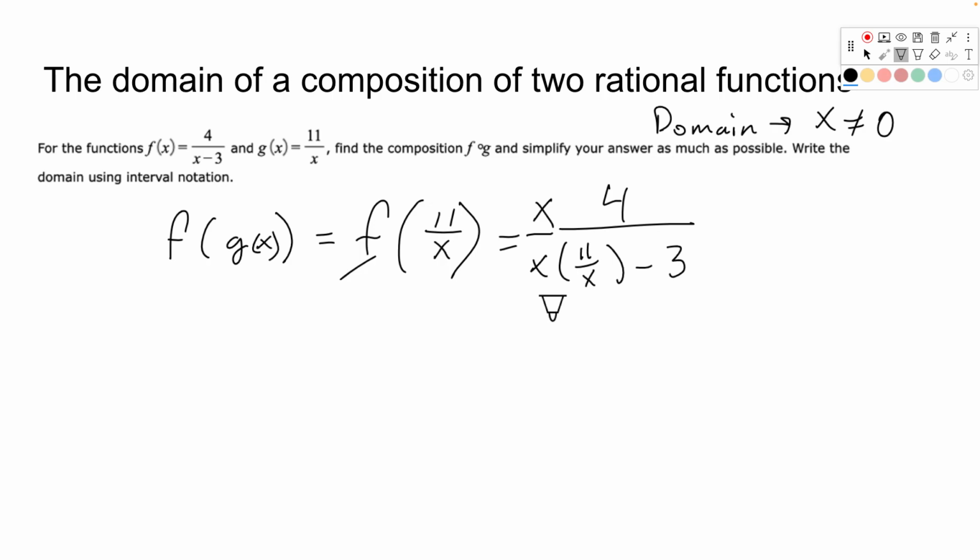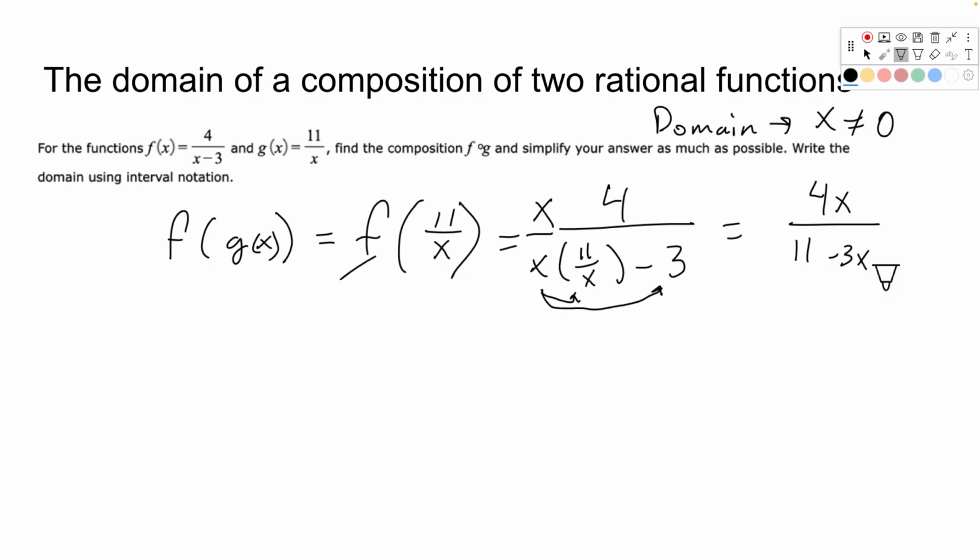The key part is in the bottom, you need to distribute this x to both terms. The top, it goes up here, so I end up with 4x. Here, 11 over x times x, the x's cancel, so that gives me 11, and then I get negative 3x. So I have simplified this into no longer being a complex fraction, and that's the answer I would put in as the composition of the function. That's what they're going to look for.